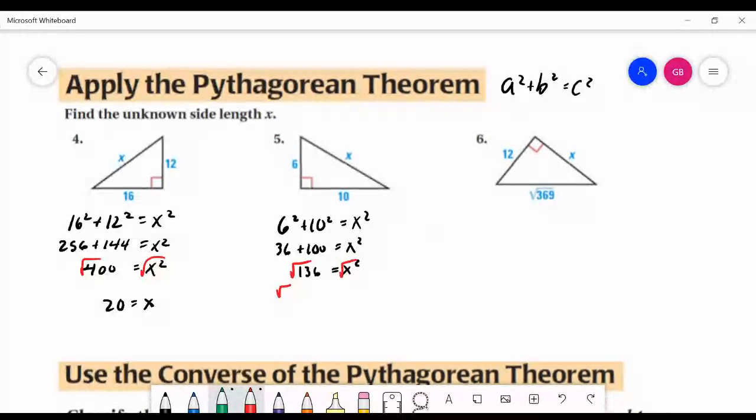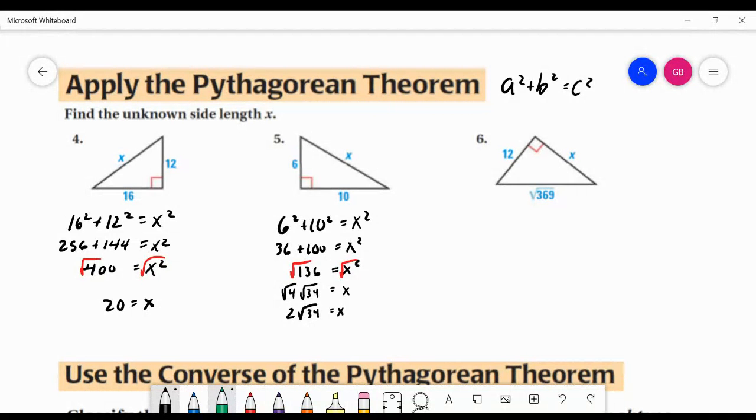So the square root of 4 times the square root of 34 is x. So 2 square root of 34. Now for 34, the only thing that divides it is 2. 2 times 17 is 34. But none of those numbers have a square root, so that's the most simplified version.